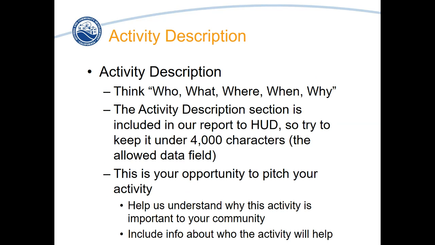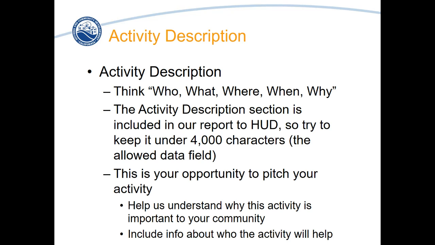So activity description: when you're preparing your activity description in your grant application, you want to be thinking who, what, where, when, and why. Who are you going to be assisting? What are you going to do to assist them? Where are you going to be providing this assistance? When will you be providing the assistance? Why are you providing the assistance? That's really true regardless of whether you're doing an over-the-counter application or a public services application or a housing assistance application. There's always going to be a who, what, where, when, and why that you'll want to touch on.